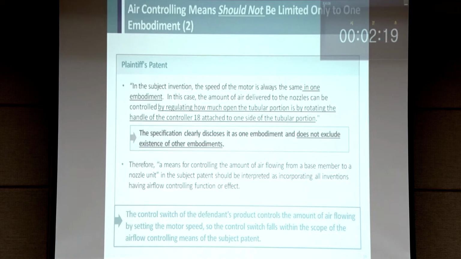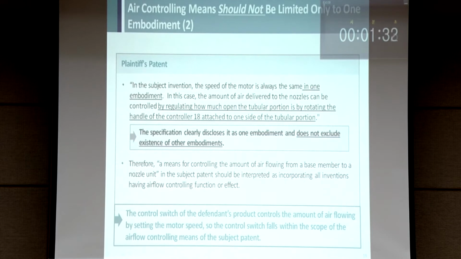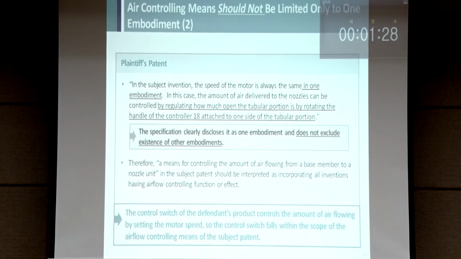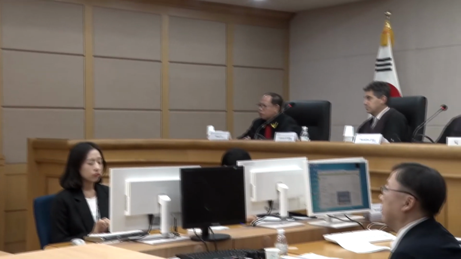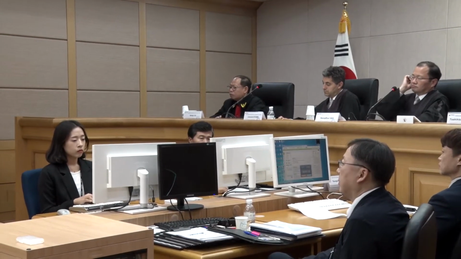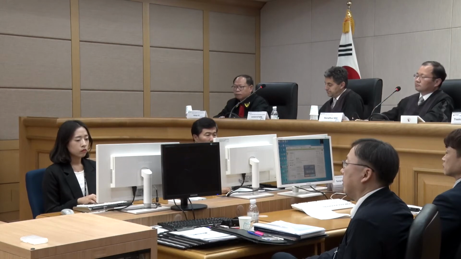So, the air controlling means of the source pattern should not be limited only to one embodiment. The specification of the source pattern makes clear that the means for controlling the amount of air flowing by regulating how much open the tubular portion is by rotating the handle controller attached to one side of the tubular portion is just one embodiment. And the specification does not exclude the existence of other embodiments. Therefore, the means for controlling the amount of air flowing from a base member to a nozzle unit in the subject pattern should be interpreted as incorporating all inventions having air flow controlling function or effect.